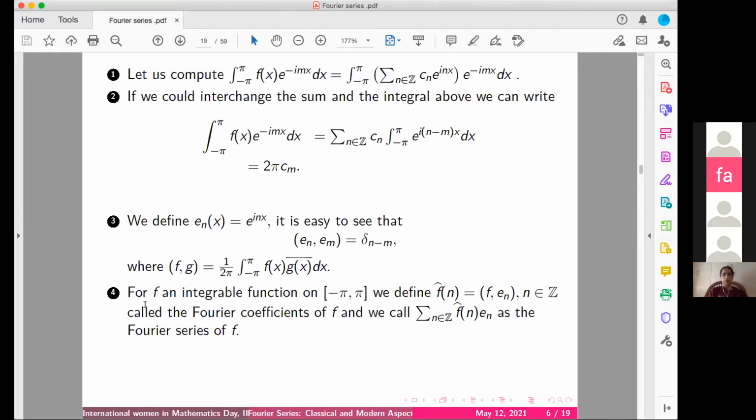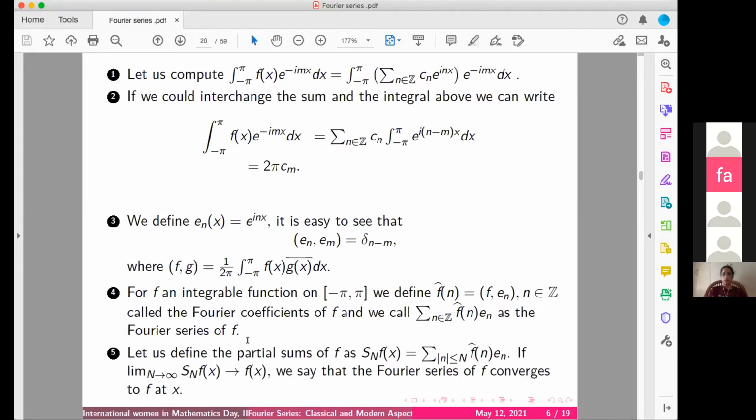Okay. So for f an integrable function, we define f hat of n as the inner product of f with En. This is called the Fourier coefficient of f. Because you see, this Cm is nothing but the Fourier coefficient of f at m. So we can just write the sum in terms of the Fourier coefficients. This is called the Fourier series of f.